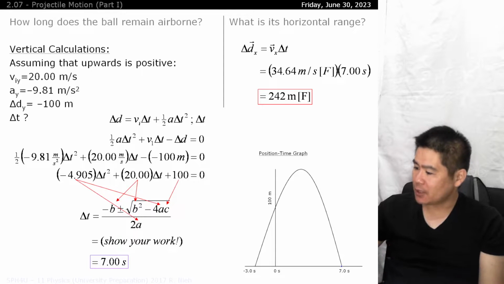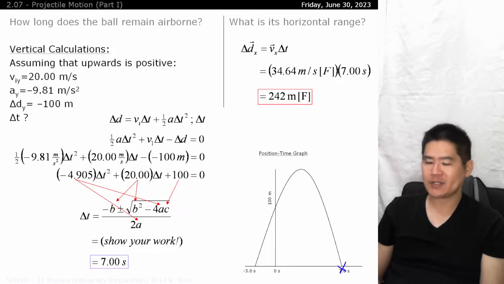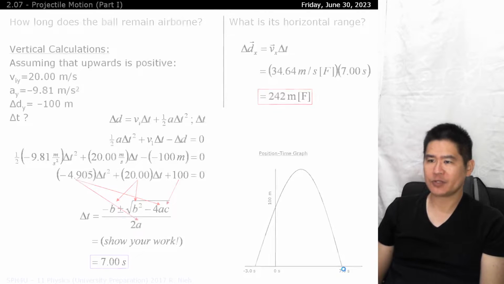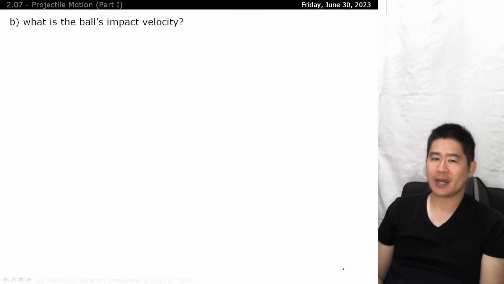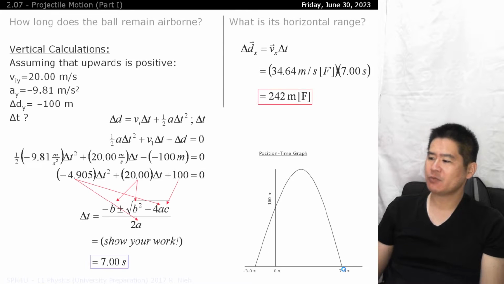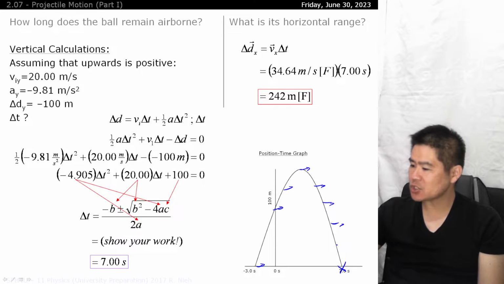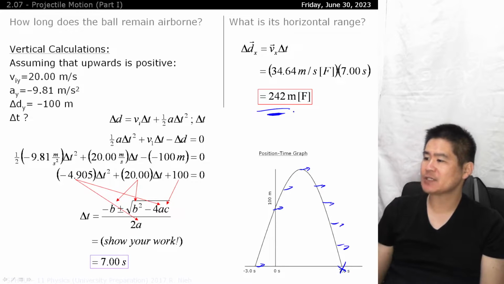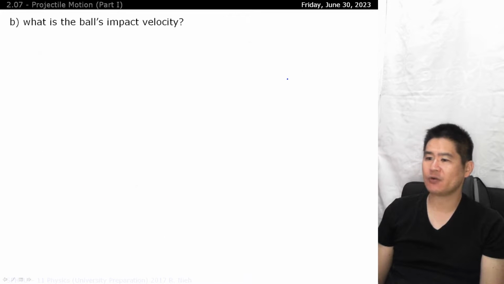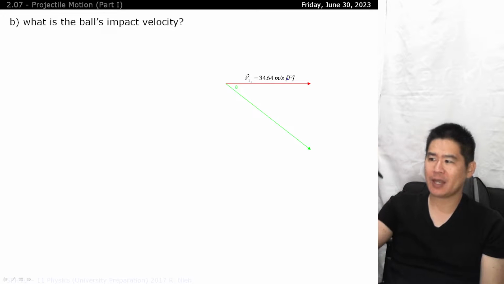Okay, so our last question is, well, what is its impact velocity? Now, if you're looking for impact speed, then direction doesn't matter anymore. But in our universe of kinematics, we're looking for something that has direction. So let's go figure that out. As mentioned with regards to this projectile over here, the horizontal component remains the same throughout the entire journey. So that doesn't change. All right, so our Vx is equal to 34.64 meters per second. That hasn't changed. But our y component has changed.